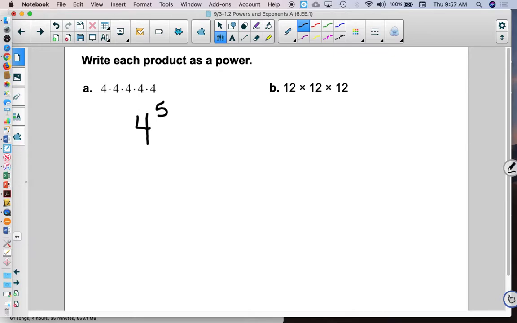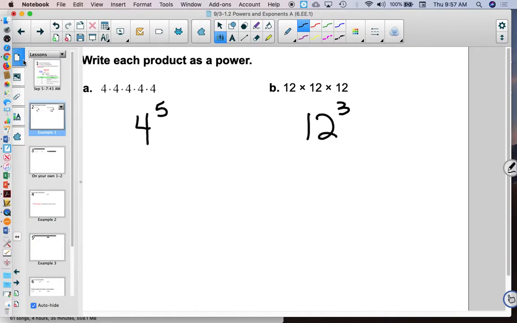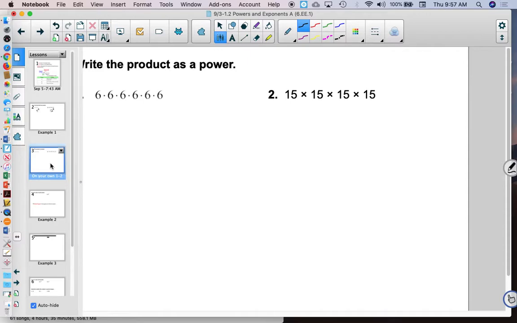Faith, what is B? 12 to the 3rd power. Good job, 12 to the 3rd. You got your whiteboards, ladies and gentlemen? You might be going to get them out, because that's how I'm going to know if we're getting it and we can keep going.